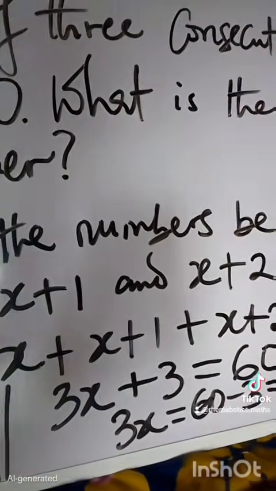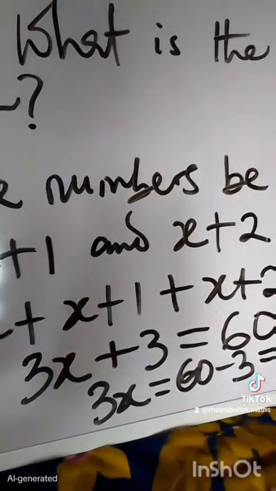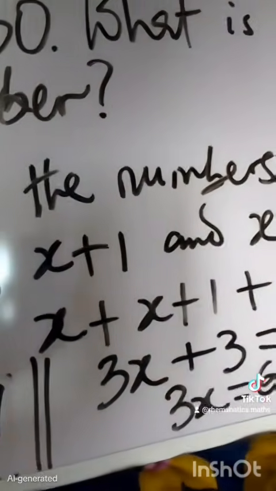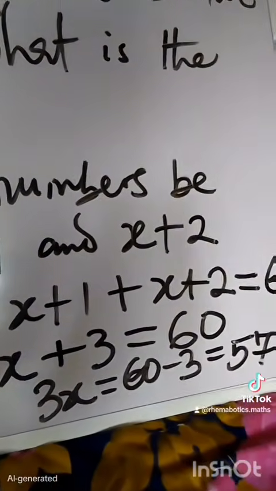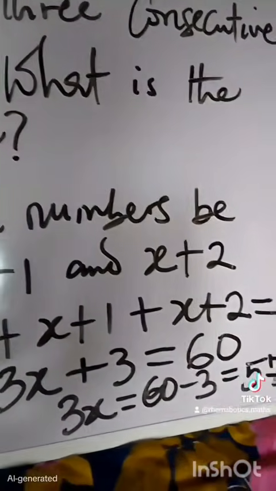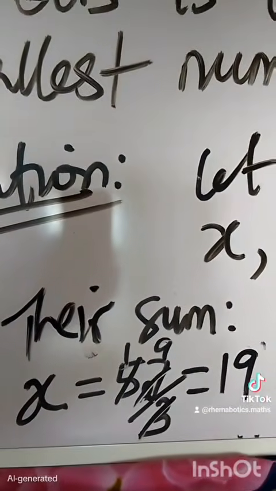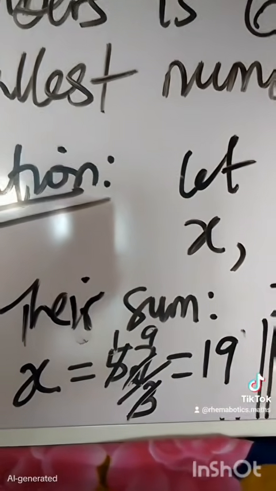Then you cross 3 to the other side. You get 60 minus 3. Then you have 3x equal to what? 57. Finally, divide both sides by 3. You get 57 divided by 3, which is equal to what? 19. And that's the value of x.